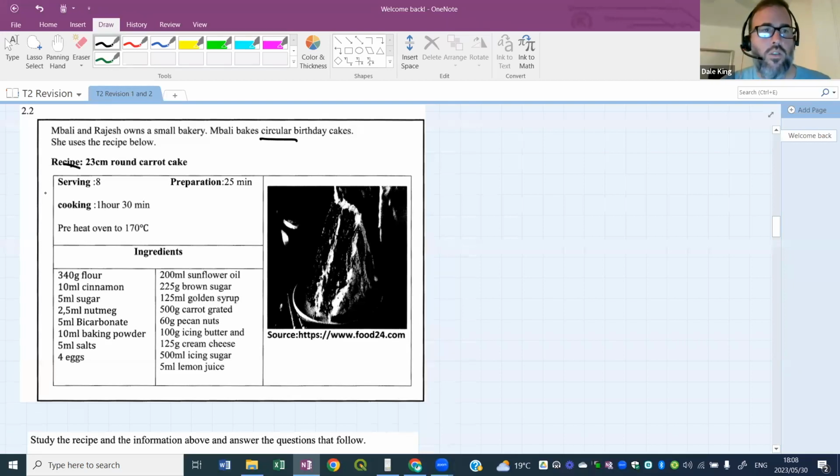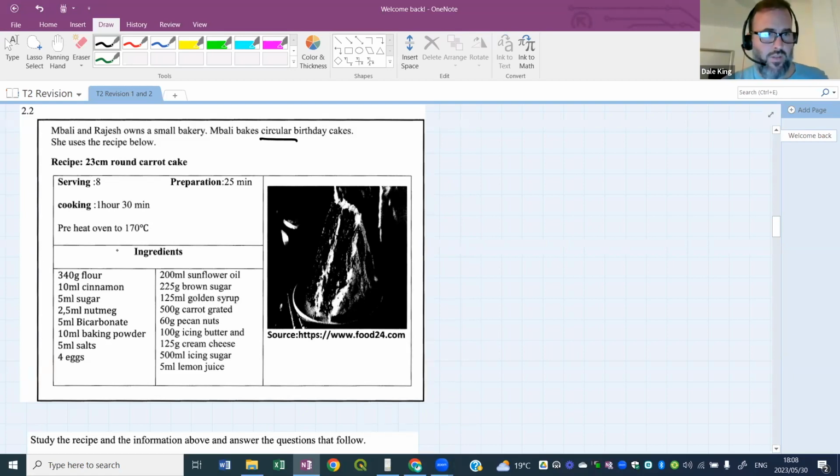So that's why when they tell you the serving over here, it tells you how many people you can feed. There's a preparation time, 25 minutes. That's preparing the cake mixture. That's not cooking. That's preparing the cake mixture. And then here we have the cooking time, which is 1 hour and 30 minutes. And then we have an instruction to preheat the oven to 170 degrees. We then followed by a long list of ingredients. Yo, carrot cake is quite complicated. All right, a long list of ingredients.